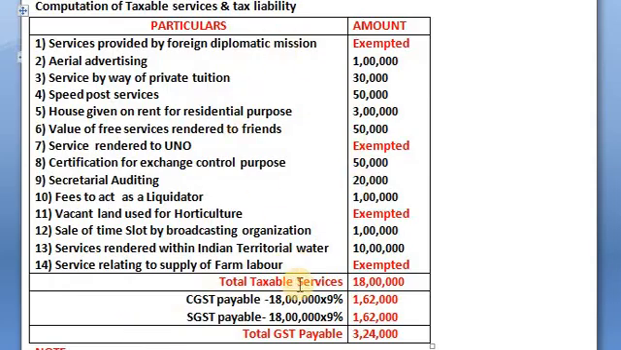So here in this particular problem they have not given you the standard rate, the GST rate, so you will consider 18% as the standard rate. That 18% I have divided into CGST and SGST, so it is 1,62,000 and 1,62,000. Total GST payable is 3,24,000. Okay, this problem I have solved.